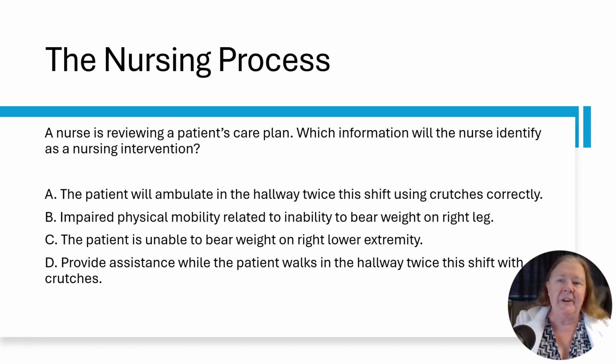Okay, and the correct answer on this one is letter D, provide assistance while the patient walks in the hallway twice this shift with crutches. Some students get tripped up on this one also. So you're looking for a nursing intervention, okay? Let's look at the other answer choices. Letter A, the patient will ambulate in the hallway twice this shift using crutches correctly. Okay, the key words here in letter A are the patient will. So that is an outcome or a goal that is part of the care plan.